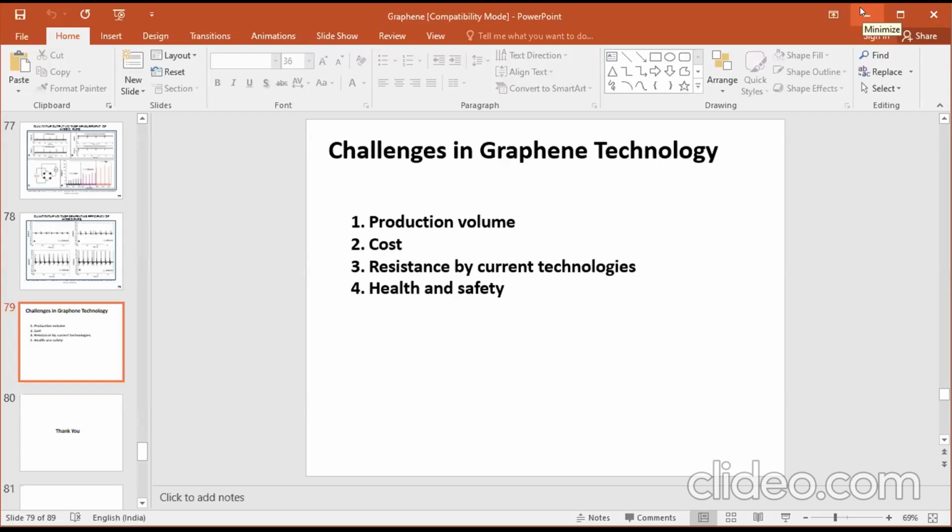How and where can graphene be used in the building industry? And can it be used as a reinforcing material? I think in the building industry, graphene can be used as a reinforcing material.